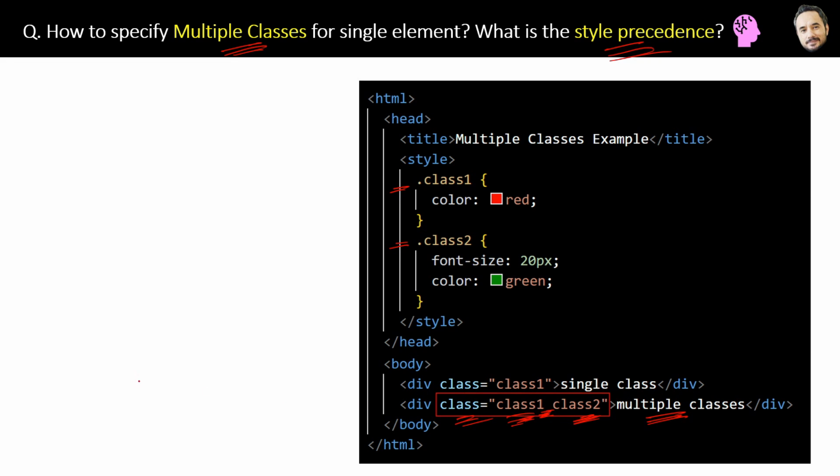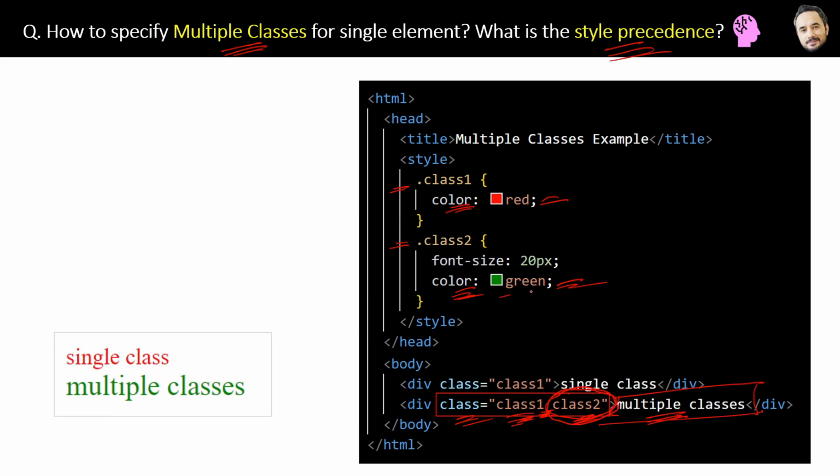But there is one catch here. What will happen if both the classes update the same property, like both class 1 and class 2 have the color property with different color names? Which one will be applied to this second div element? In that case, the style defined in the last class will take precedence and will be applied. So in the browser, for the second div, whose text is multiple classes, its color will be green, which is set in the second and last class, class 2, right?